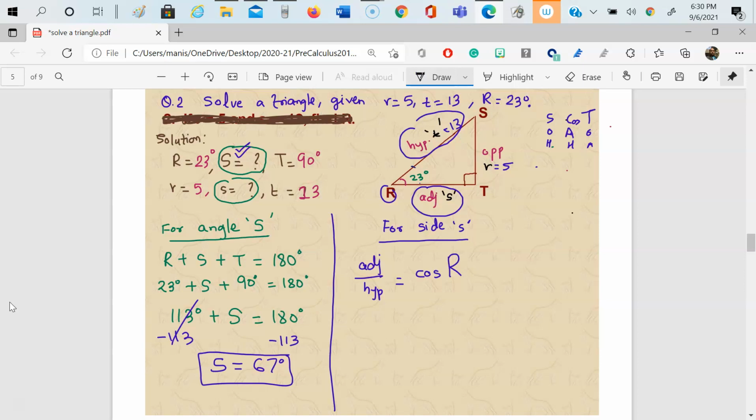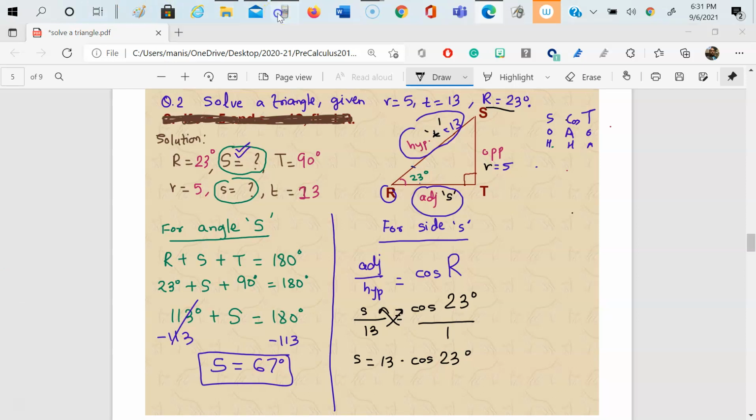Okay, after this adjacent is my unknown quantity, that's my S. Hypotenuse is my 13, is equal to cosine of R. The value of R is 23 degree. How I got this? It was already given to me in this question over here, and divided by 1. So what I will do, I will cross multiply since it is a proportion. So S is equal to 13 times cosine of what? 23 degree. So let's use our calculator. We'll type the values in our calculator to find the answer.